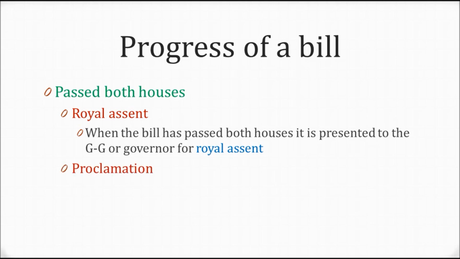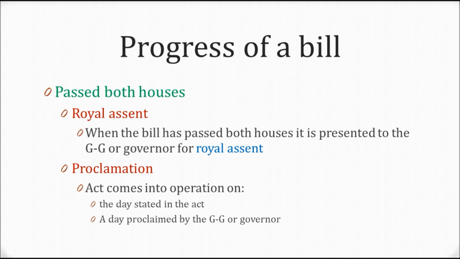And then once Royal Assent has been given, it then goes to proclamation. The Act will come into operation on the day stated in the Act, a day proclaimed by the Governor-General or the Governor, or 28 days after Royal Assent if not otherwise stated. And that's it.